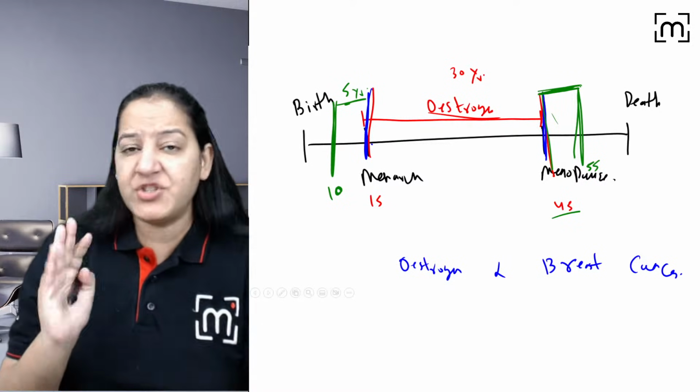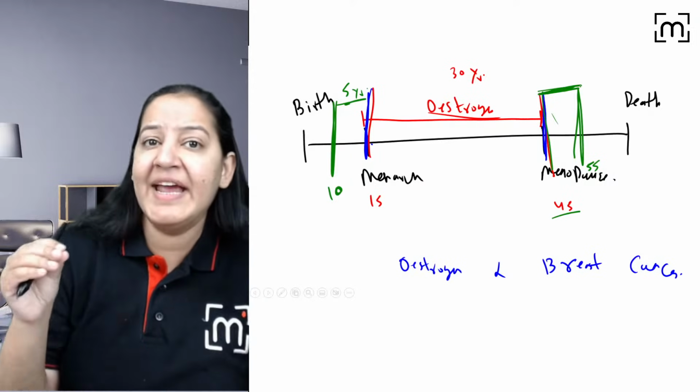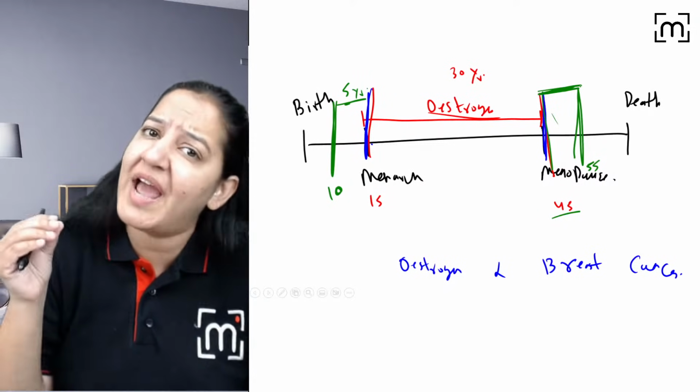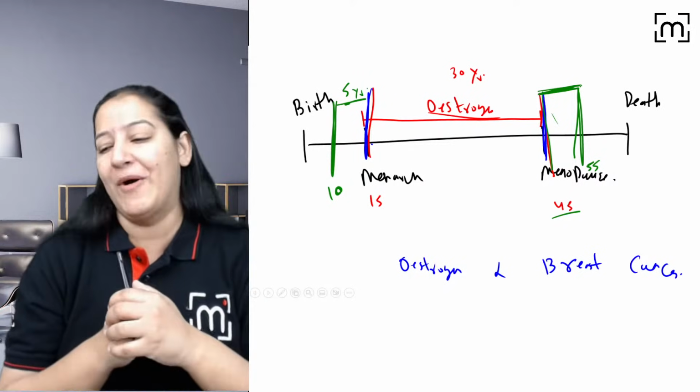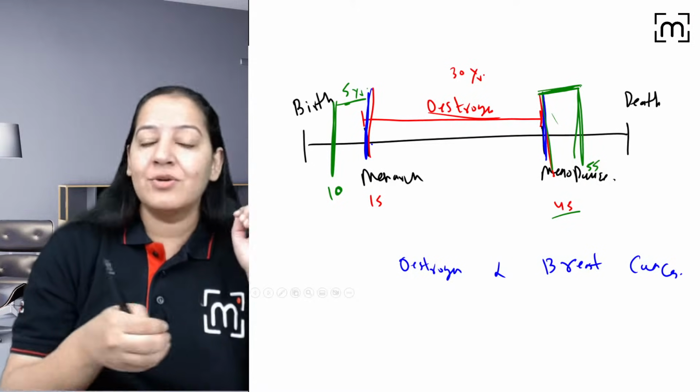So early menarche as well as late menopause, because both of them are causing the same thing, increasing the years of estrogen exposure in the lady. That is the point. Give me a thumbs up if you got it. Yes, yes. So that is the thing.